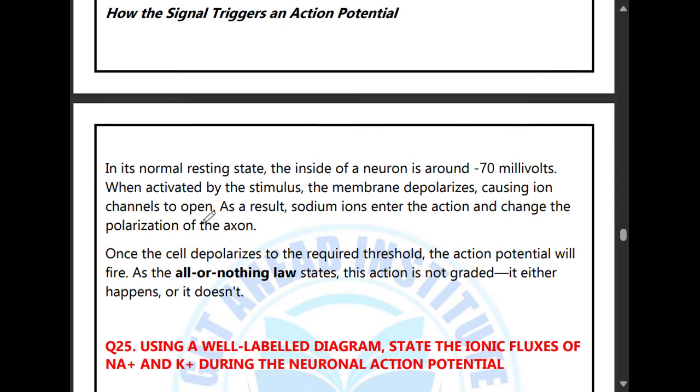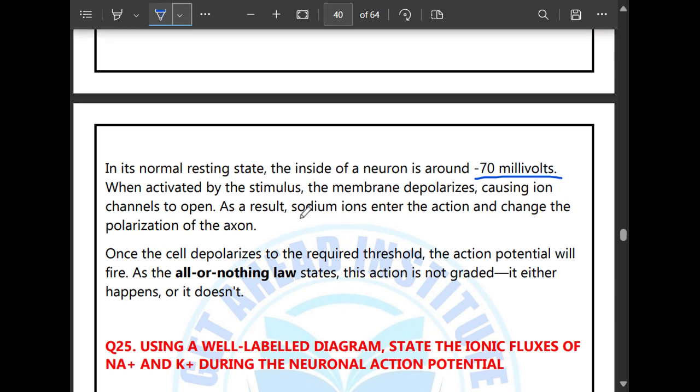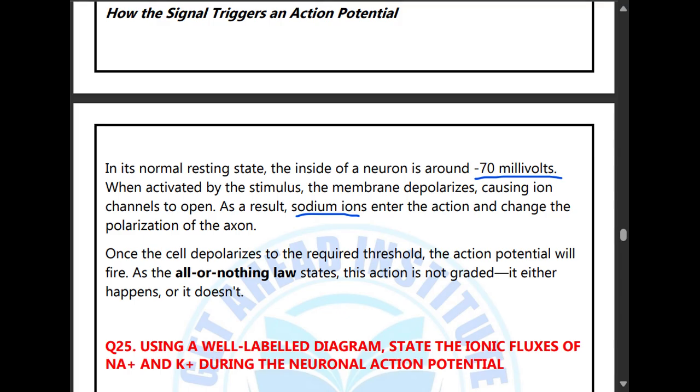Now, how does the signal trigger an action potential? In its normal resting state, the inside of a neuron is around -70 millivolts, which all of us know. But when activated by the stimulus, the membrane will begin to depolarize, causing ion channels to open. As a result, sodium ions will enter, and the change will depolarize it. Depolarization will occur along the axon.